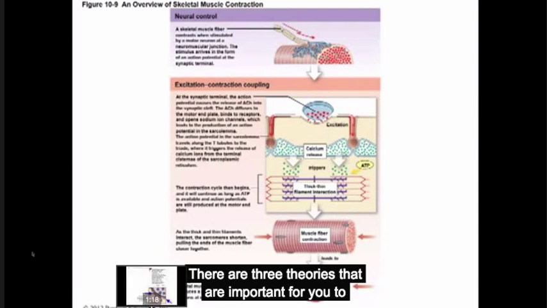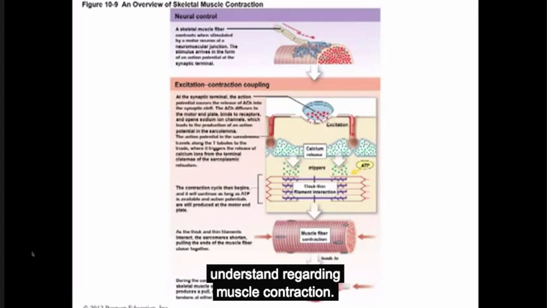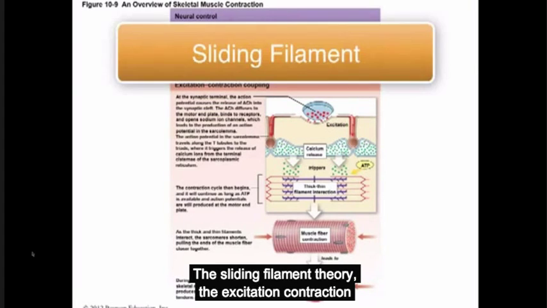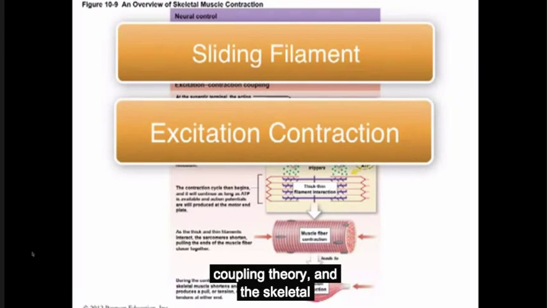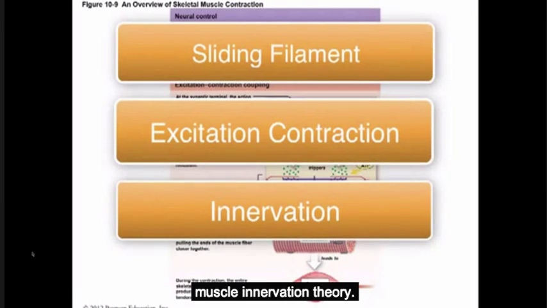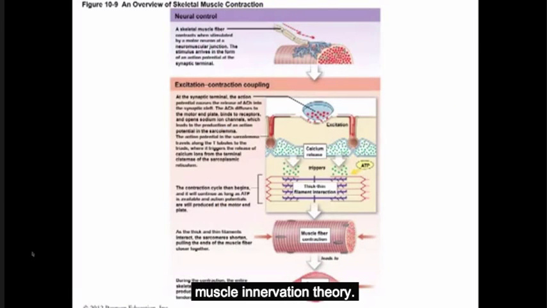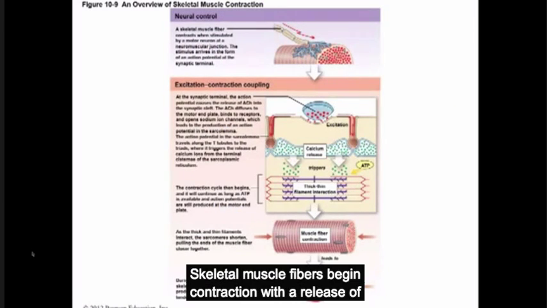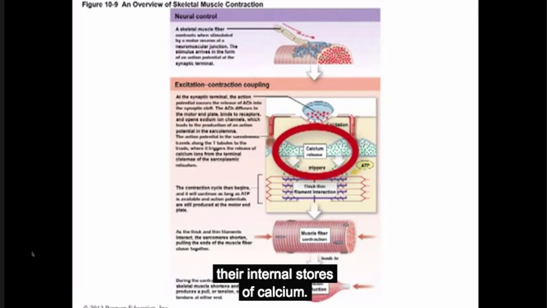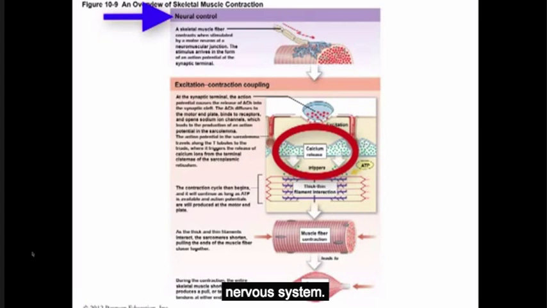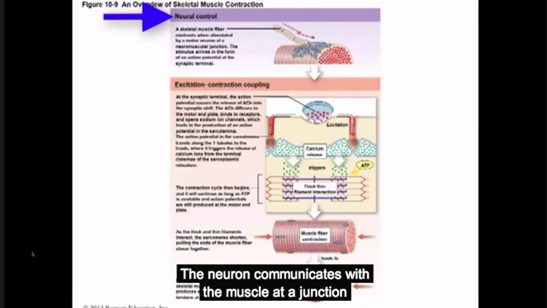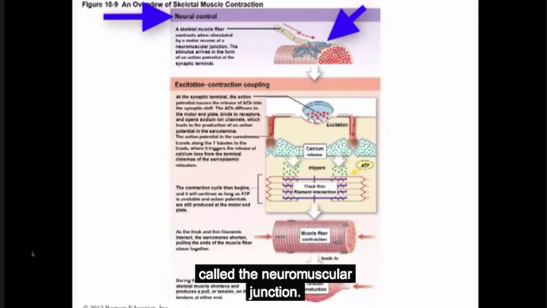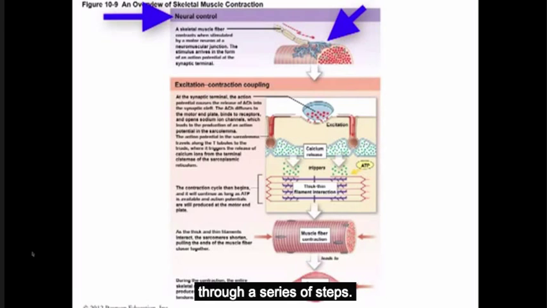There are 3 theories that are important for you to understand regarding muscle contraction: the sliding filament theory, the excitation-contraction coupling theory, and the skeletal muscle innervation theory. Skeletal muscle fibers begin contraction with the release of their internal stores of calcium. That release of calcium is under the control of the nervous system. The neuron communicates with the muscle at a junction called the neuromuscular junction.